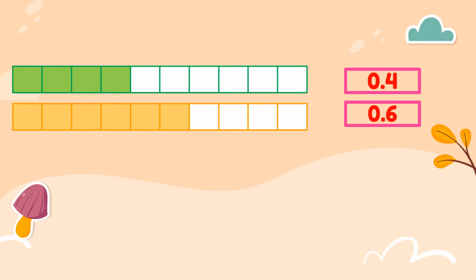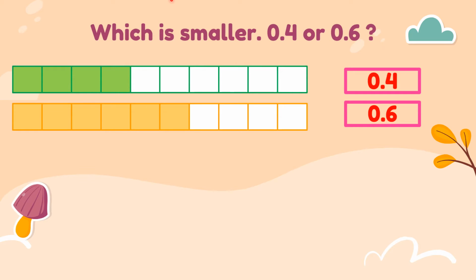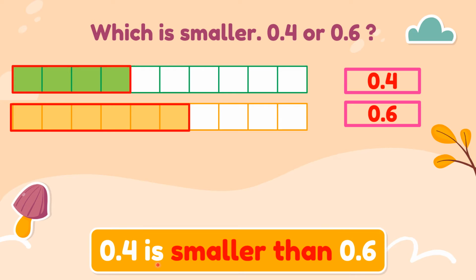Let's look at this example. Which is smaller, 0.4 or 0.6? Look at this picture. Which is less? Yes, green is less than orange. So, 0.4 is smaller than 0.6.